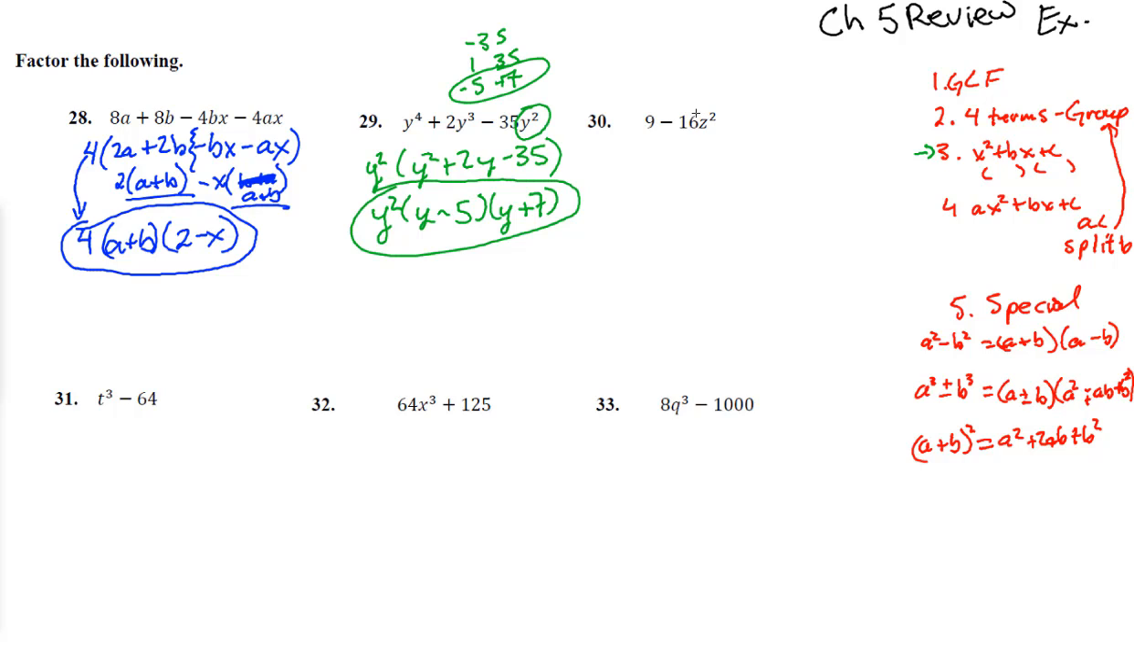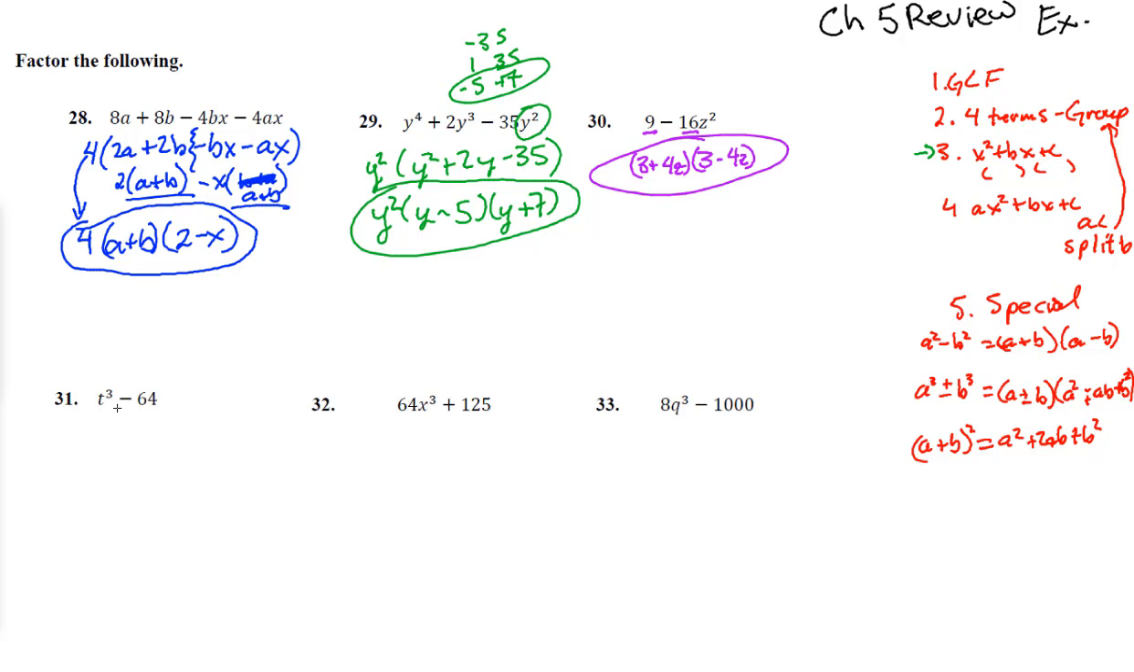Number 30. 9 minus 16z squared. Is there a common factor at all? There's not. So we look, how many terms? 2, so we're down here in the specials. Do we have perfect squares? Yes, 9 and 16 are indeed perfect squares. Oh, that means it's just one step. We take the square root of 9, which is 3, and the square root of 16z squared, which is 4z. And we have one of them as a plus and one of them as a minus. And we're good.